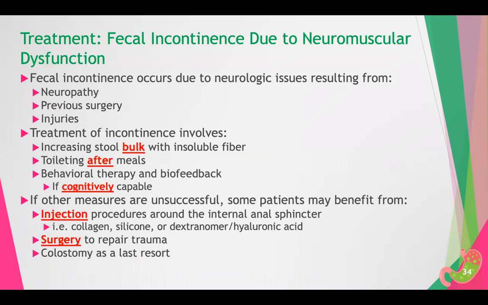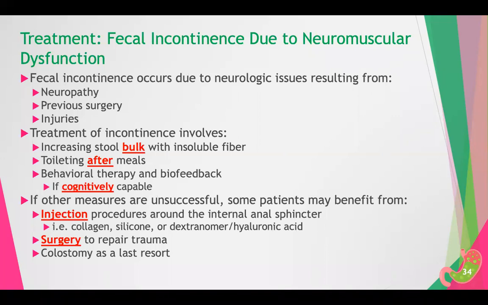So with fecal incontinence due to neuromuscular dysfunction, this typically occurs because of neuropathy, if they've had a previous surgery, or if they have had any injuries. And treatment will involve increasing the stool bulk with insoluble fiber, instituting some behavioral strategies like toileting after meals, and even behavioral therapy and biofeedback can be done, but this is only if the individual is cognitively able. So if it's someone who has dementia, they might not be able to participate in the behavioral therapy and biofeedback.